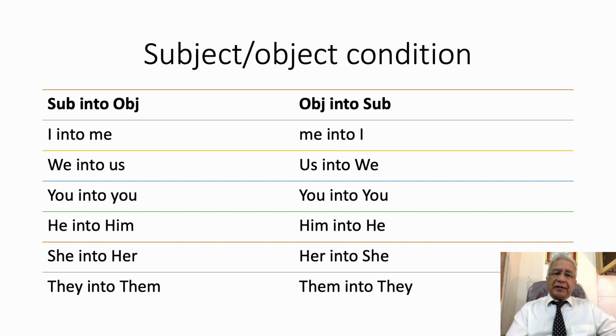And here is the list that I have given for the benefit of my students, of what the conditions are of different pronouns from subject to object. Like I should be converted into me, we into us, you into you. You has the same position for subject and object, he into him, she into her, they into them. And similarly, if you have to convert object into subject, then me into I, us into we, you into you, him into he, her into she, and them into they. So this is the way you can convert the subject and object of the pronoun.